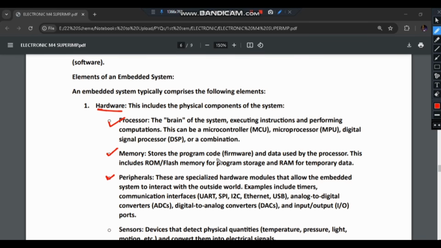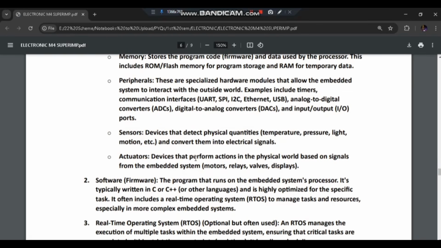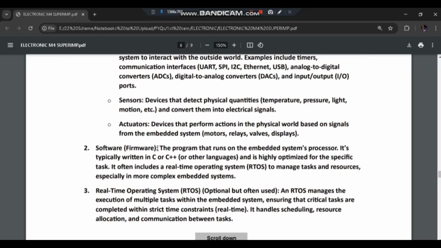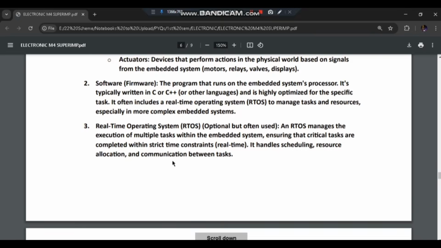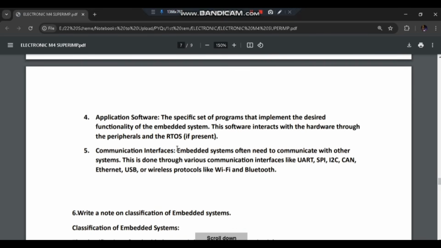Peripherals for communication with the internal and external world. Sensors, the devices which detect the physical quantities, and actuators, which take an action based on that change. Next is software. It will have any program running in the backend, and operating systems will also be there, real-time operating systems, and application software to visualize all of those things which are programmed.